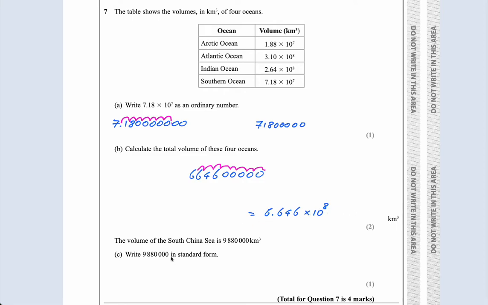Finally, the volume of the South China Sea is this. Write this in standard form, right? So guys, this is, as far as I'm concerned, a nice, easy question, especially if you have your calculator. So it's 9.88 times 10 to the power of 1, 2, 3, 4, 5, 6. 10 to the power of 6.